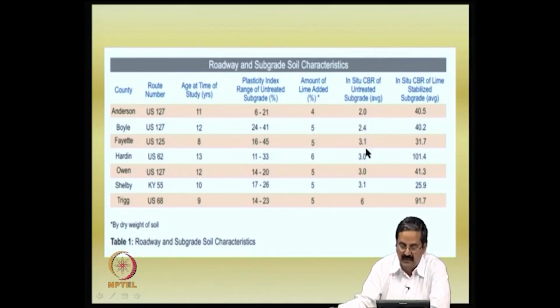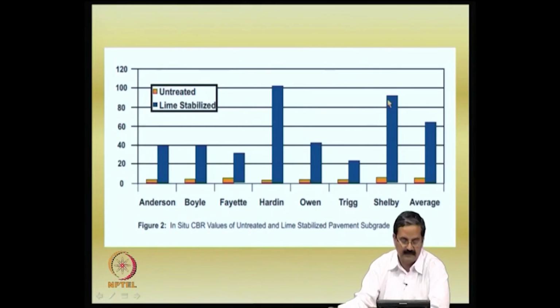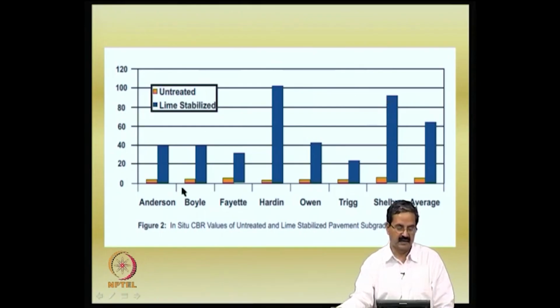You can see 2, 2.43 and like this, but then once the treatment was done, the average CBR is improved so much, like about 40%, 40, 31, 101. Okay, you can see that 101%. You can see it is high numbers. It is a very good number, and definitely it helps. So, this is all the same thing that is plotted in terms of histogram for all the areas that they studied, and very clearly you can see that lime treatment has been very effective.